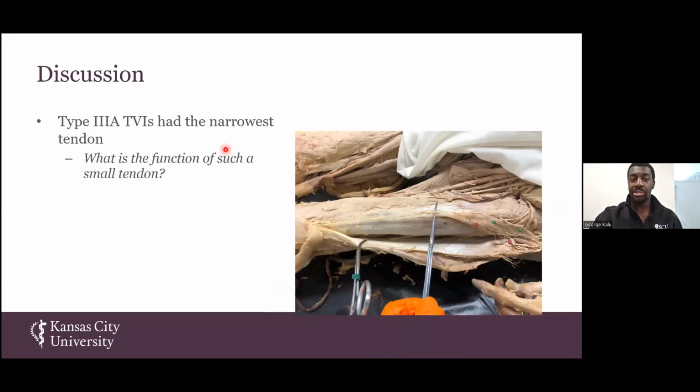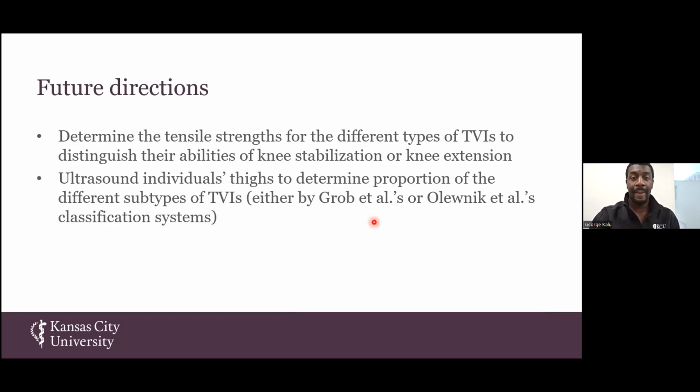The thing that I probably found the most interesting was looking at the tendon for the type 3A TBIs, with it being so slender. And so my biggest question with this is, what would the function of this tendon be, or of this muscle be, with such a small tendon? Typically, tendons will have a larger strength if they're shorter and wider. But if we have such a long, slender tendon like this, that's much smaller than all of the other ones, what would its function be? Does it have a significant role with knee stabilization or with knee extension? Or does it serve a more ancillary role? And I'll get into that a little bit more too. So that's another question that came up with this.